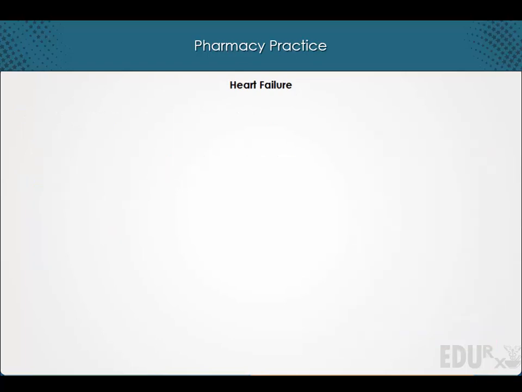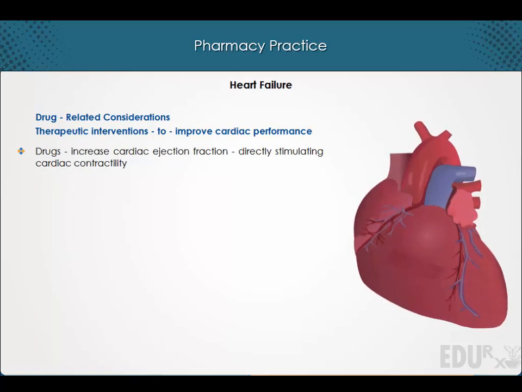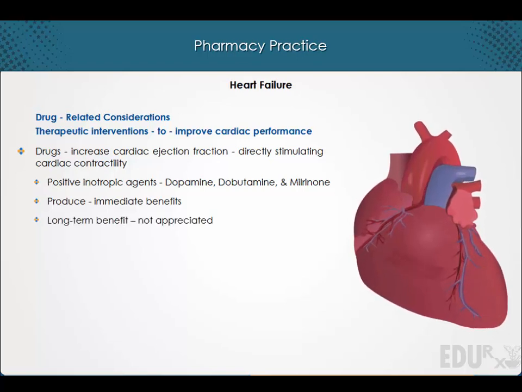Now, before we get to discuss pharmacologic choices, let's talk about drug-related considerations. Drugs may increase the cardiac ejection fraction by directly stimulating cardiac contractility. The use of positive inotropic agents such as dopamine, dobutamine, and milrinone can produce immediate benefits. However, the long-term benefit has not been appreciated and in some cases may actually increase morbidity and mortality.